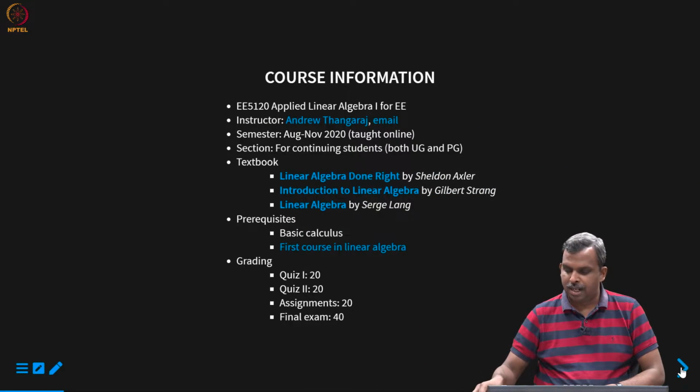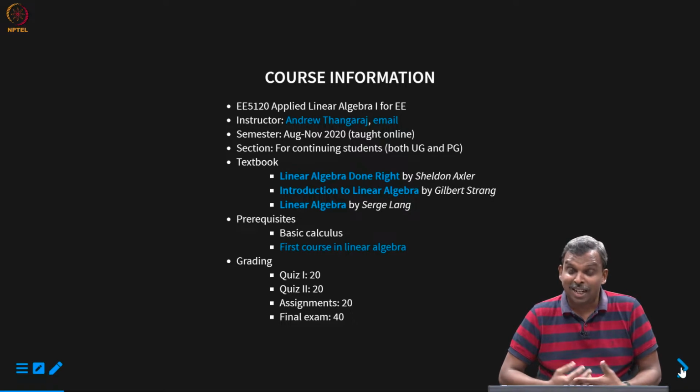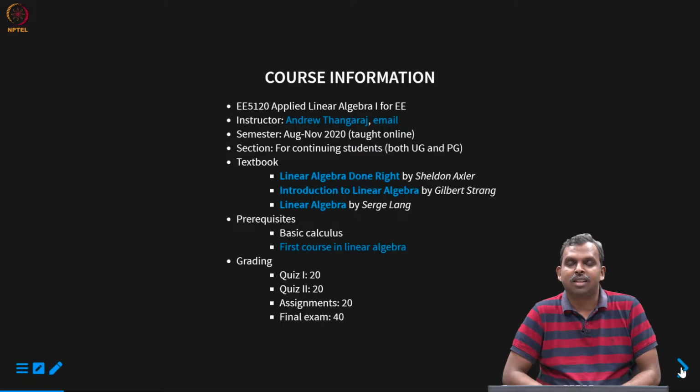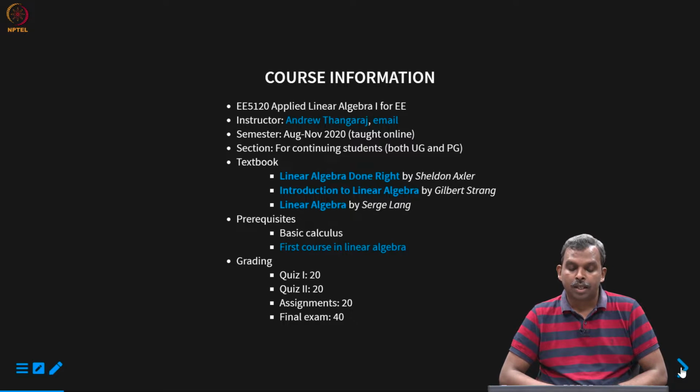So this page has most of the information that would be important for people in this class. First of all, the title of the course and the number of the course. It's E5120 Applied Linear Algebra 1 for EE. I am the instructor, Andrew Thangaraj, and in the slide version, you can click on my name to go to my website, or click on the email to send an email to me if you want to.